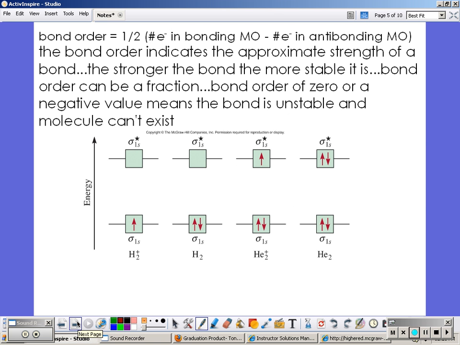Bond order is 1/2 times the number of electrons in the bonding molecular orbitals minus those in the anti-bonding molecular orbitals. The bond order indicates the approximate strength of a bond. The stronger the bond, the more stable it is. The bond order can be a fraction. A bond order of 0 or a negative value means the bond is unstable, and therefore that molecule cannot exist.